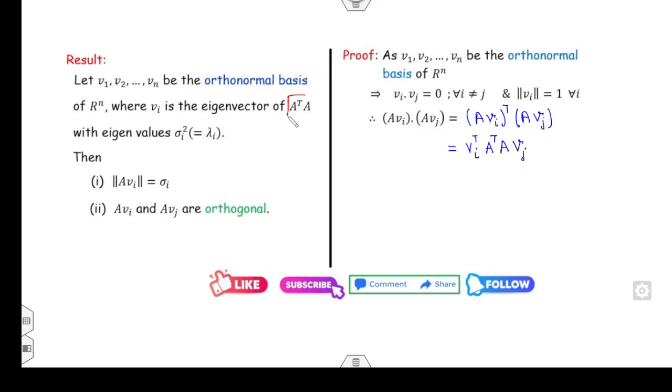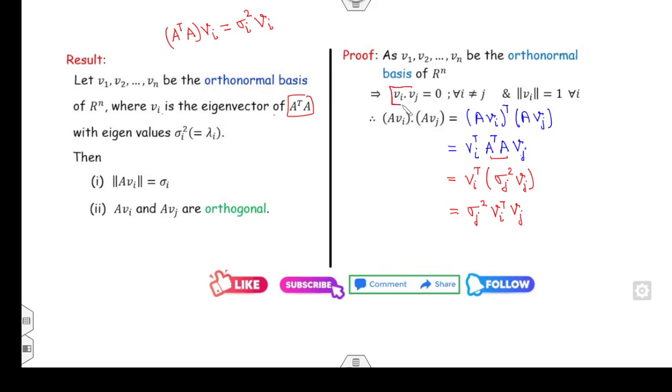Now, by using the concept of A transpose A, Vi is the eigenvector of A transpose A. That number I can write as sigma i square Vi. I can substitute the value. So Vi transpose this number, because it's a Vj, so that number is sigma j square into Vj. Sigma is a positive real number, so I can take it outside. This number is my Vi transpose into Vj.